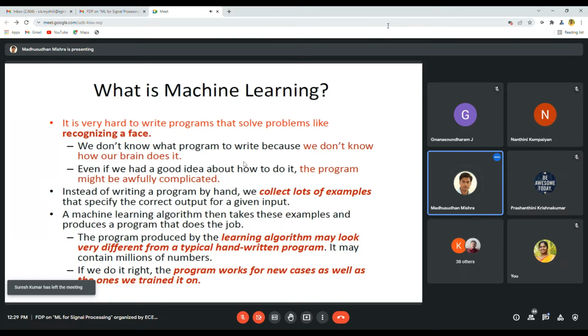So that's why this machine learning algorithm takes lots of examples and learns, and there is no need to write the program. The program produced by the learning algorithm may look very different from a typical handwritten program, and it may contain millions of numbers. If we do it right, the program works for new cases as well as the ones we trained it on. So even if a new image is given which is not in the database, it will be able to tell whether it is the correct person or it should not be authenticated.